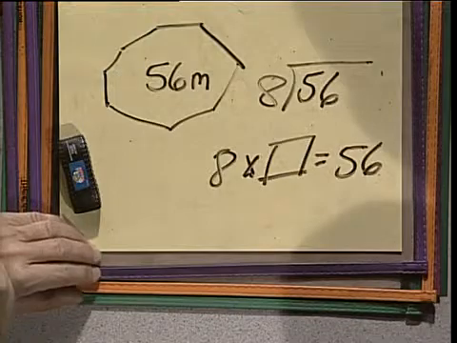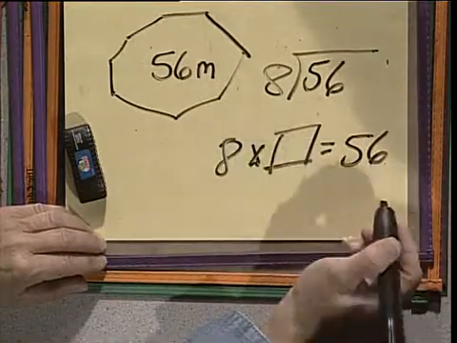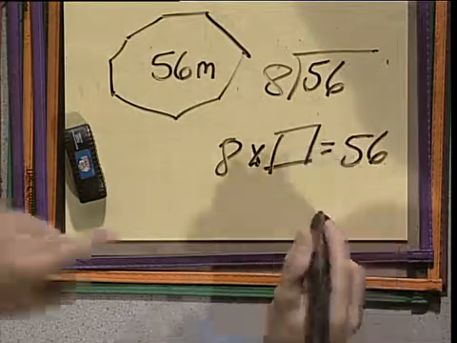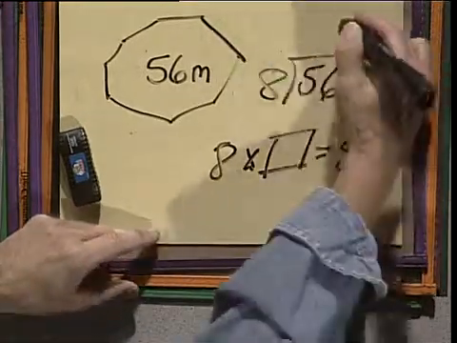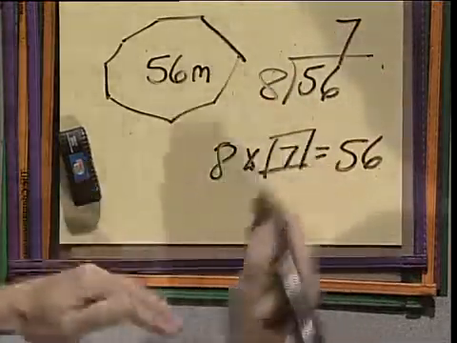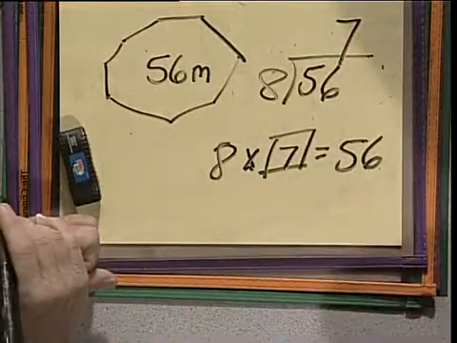Do you know your basic facts? Yes. What goes here? 56 times 7 equals 8. You're close, but it's 56 divided by 8 equals 7. So 8 times 7, we're looking kind of at fact families, 8 times 7 equals 56, right?